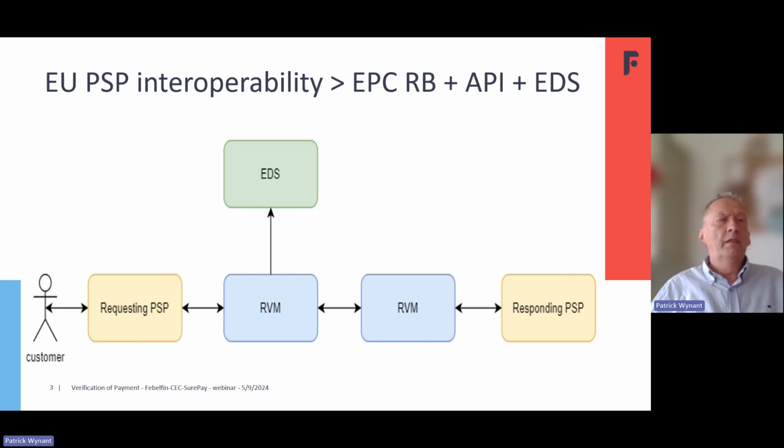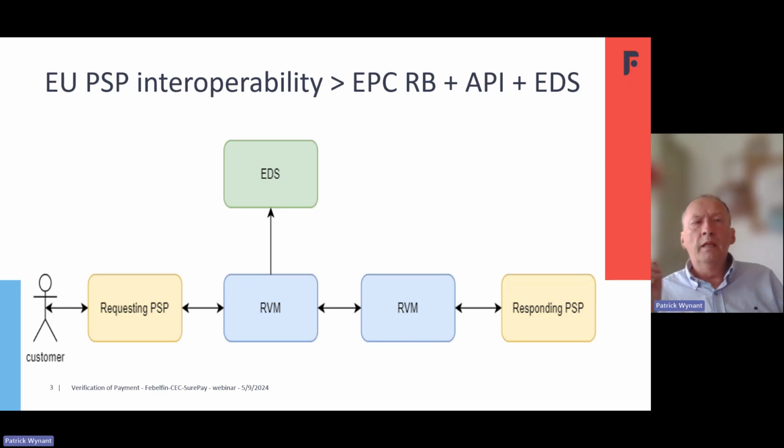And then at the top of this slide, you see EDS, that's the abbreviation of the European Directory Service. This will be a service operated by the European Payment Council, and there you will find for each BIC the endpoint where you will have to send the request to. So that's the general picture, and EPC will publish a rulebook, also an API, to make this possible, and they will set up this European Directory Service.